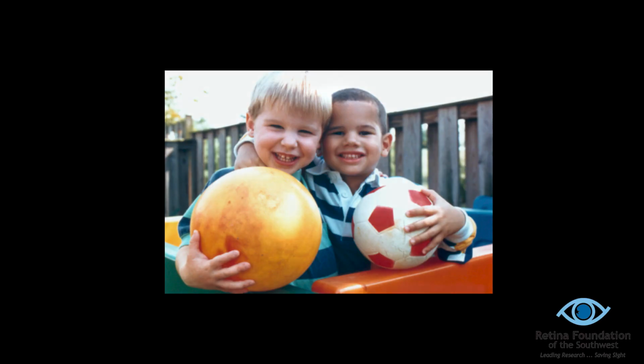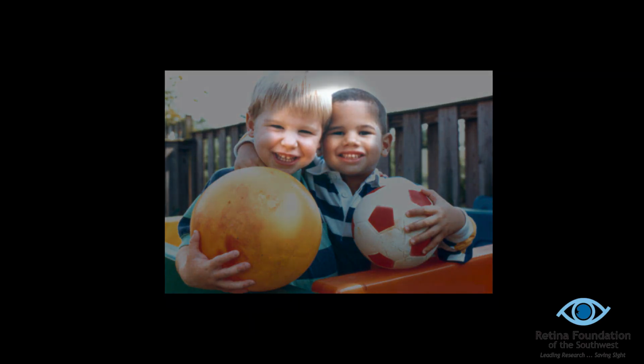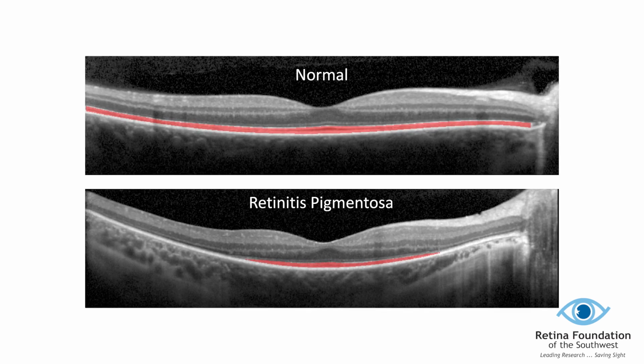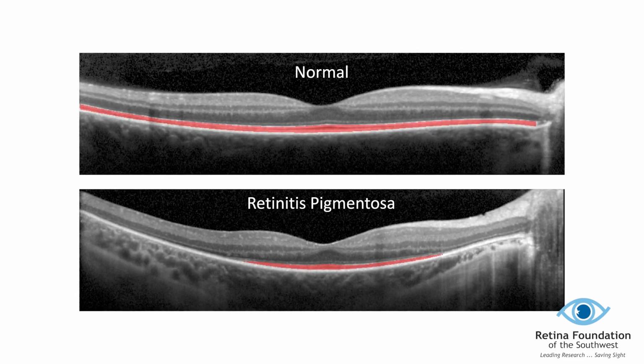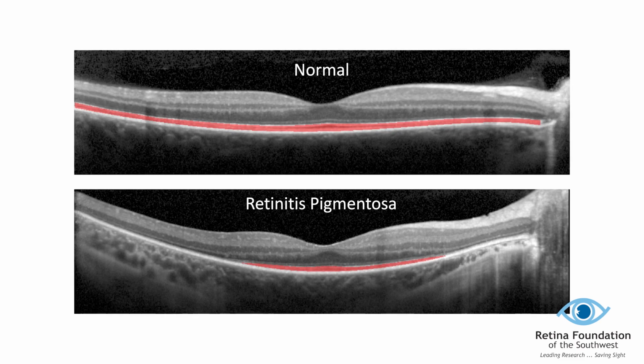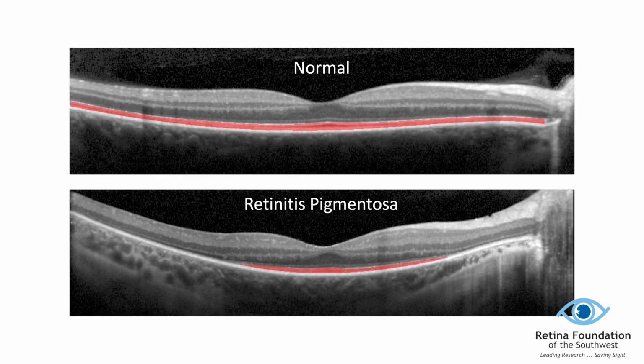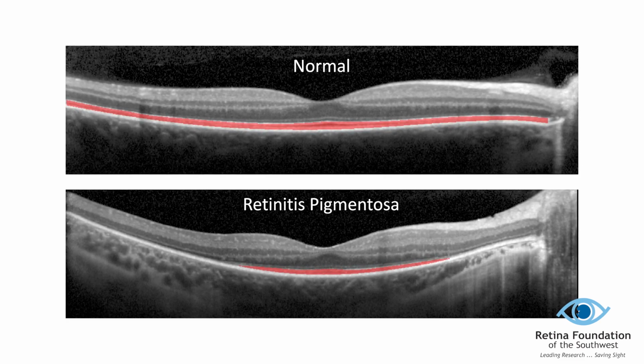With the progression of RP, a patient's visual field becomes more and more restricted, resulting in so-called tunnel vision. Using the OCT imaging technique, we can visualize the loss of photoreceptors in RP. Here we have 2 cross-sectional OCT images of the retina. The top image is from a person with normal vision, and the bottom image is from the patient with RP.